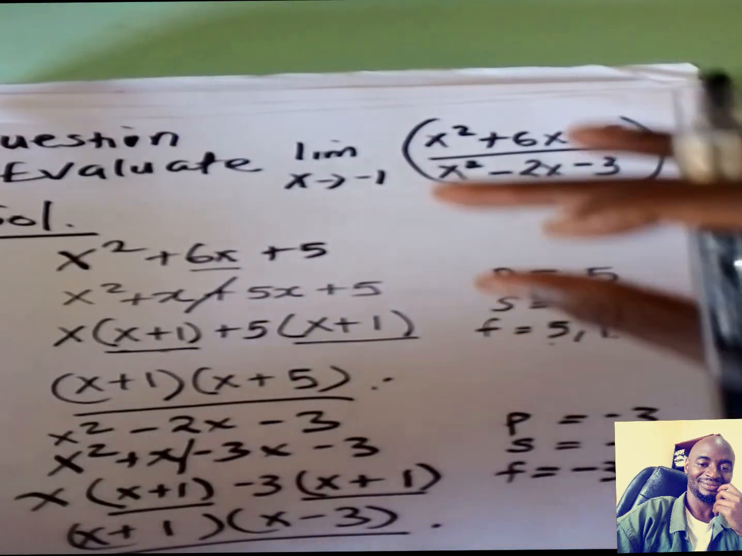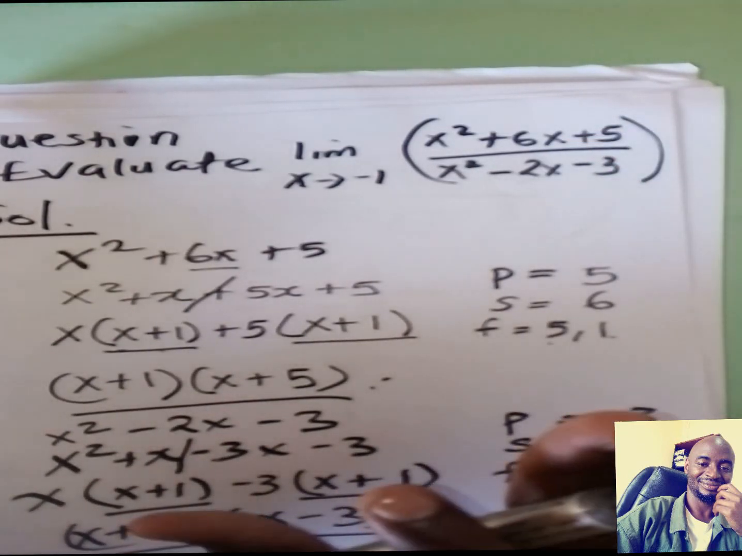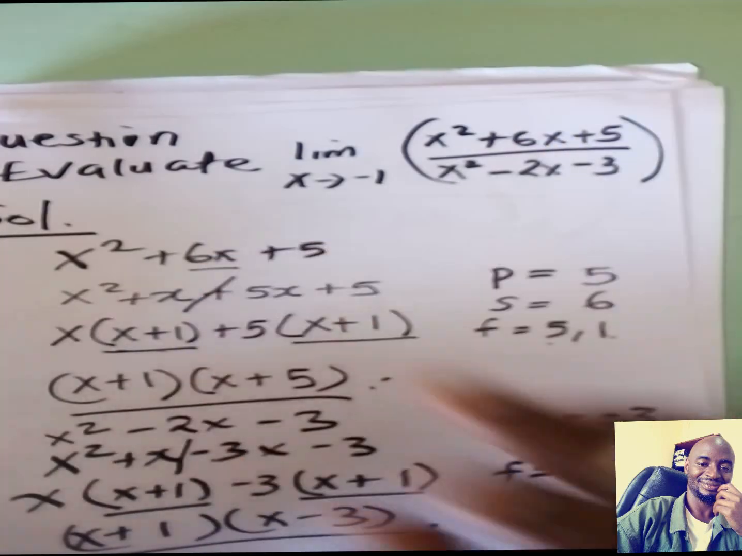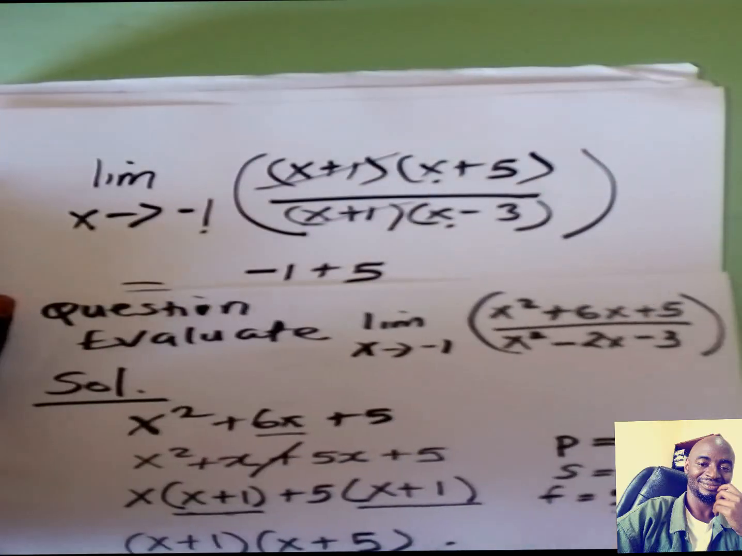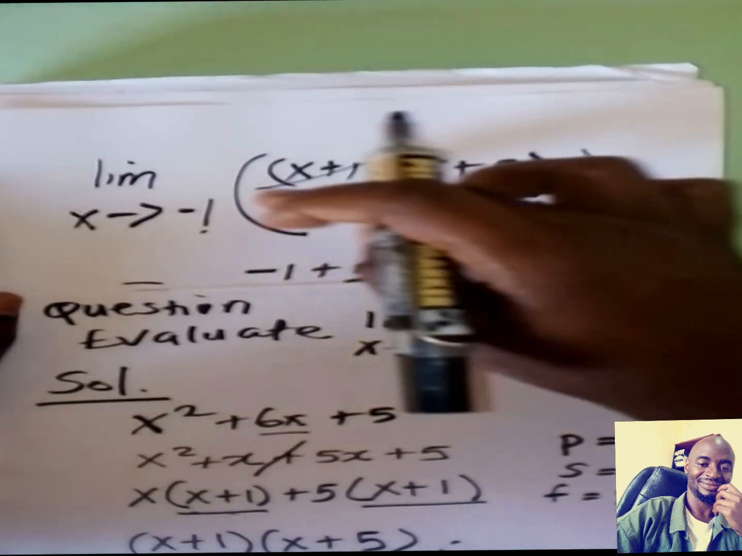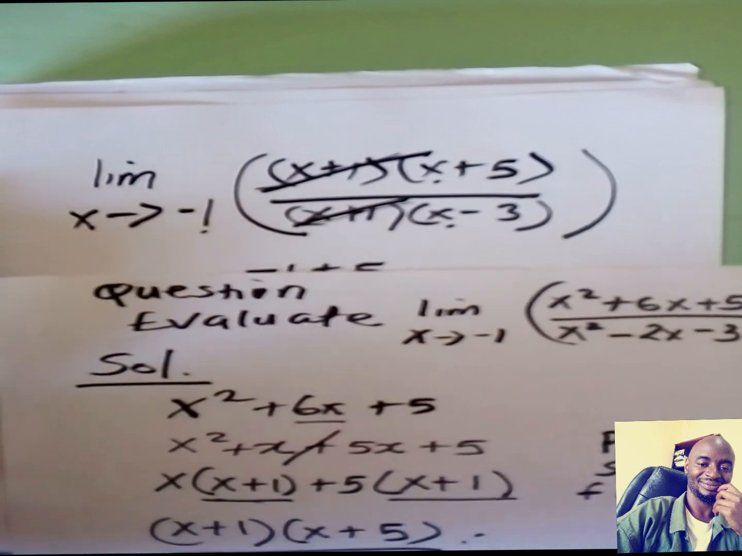So when you are told to find the limit of a quotient, make sure you try to factorize the quotient and see if there is anything that can simplify. Then later on, you replace negative 1 wherever there is x. This is what we did to reach here. You can see we had to simplify. That's basically how you work out limits.